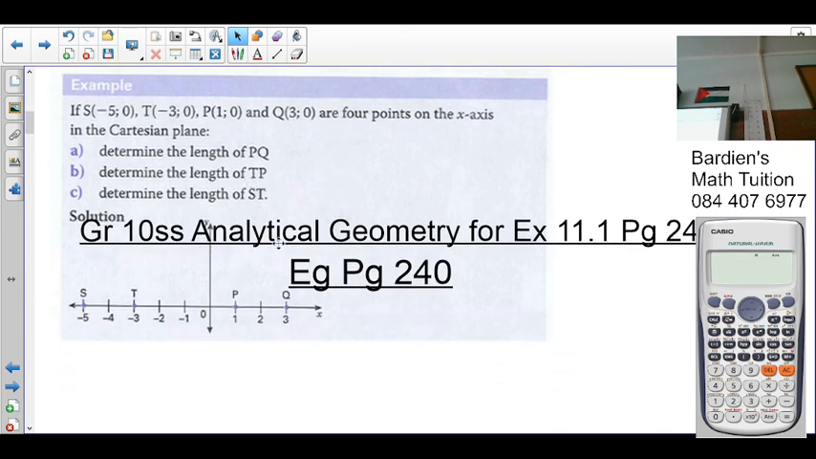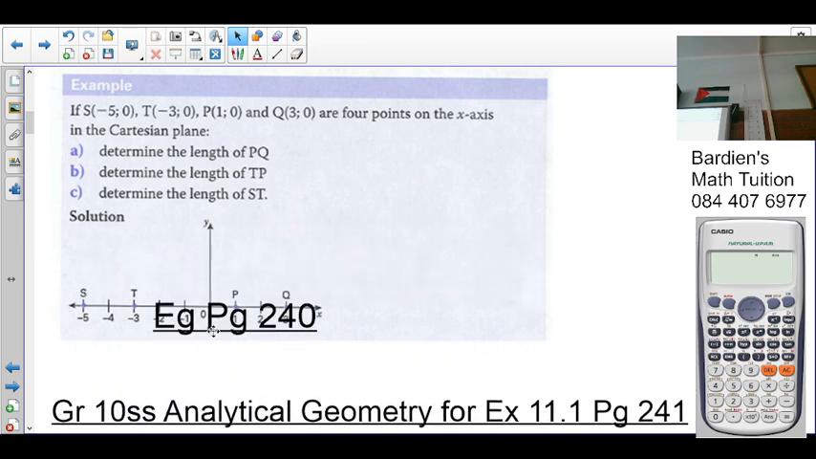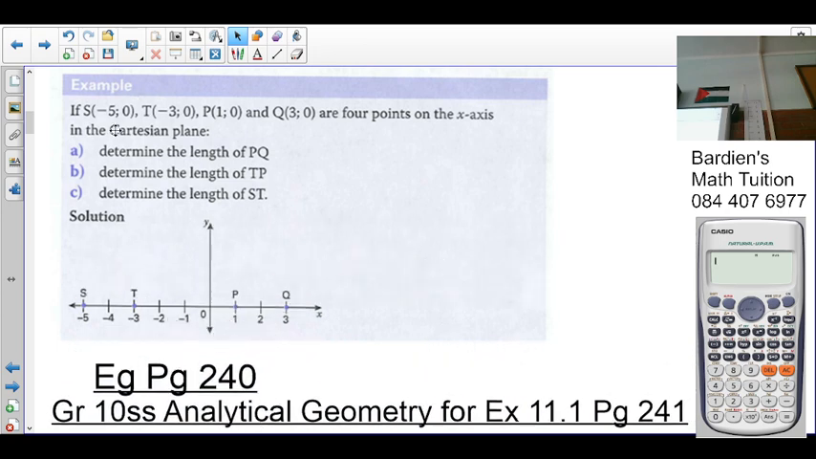So we're looking at the distance between 2 points. So here we are given an example. We are told S, which is -5 and 0. As you can see, it's marked there S. We've got T, which is -3 and 0, P, which is 1 and 0, and Q with 3 and 0. Are 4 points on the x-axis in the Cartesian plane.